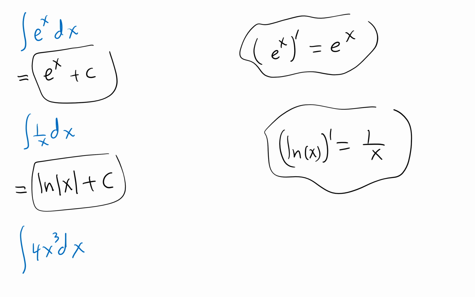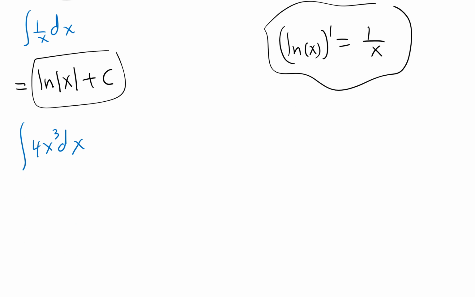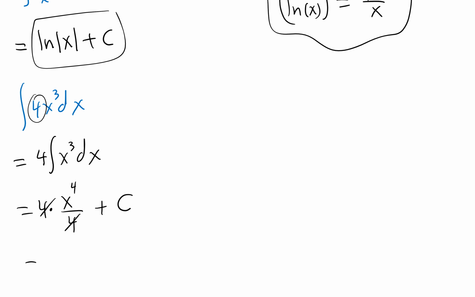How about the integral of 4x cubed dx? For this one, the first thing is I see a 4 in the front here. You can take it outside. 4 times the integral of x cubed, which is x to the 4th over 4 plus c. And notice you can cancel the 4s, you get x to the 4th plus c.